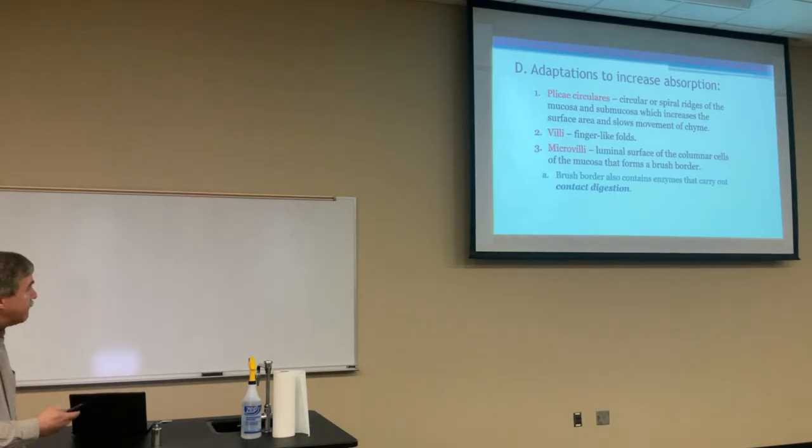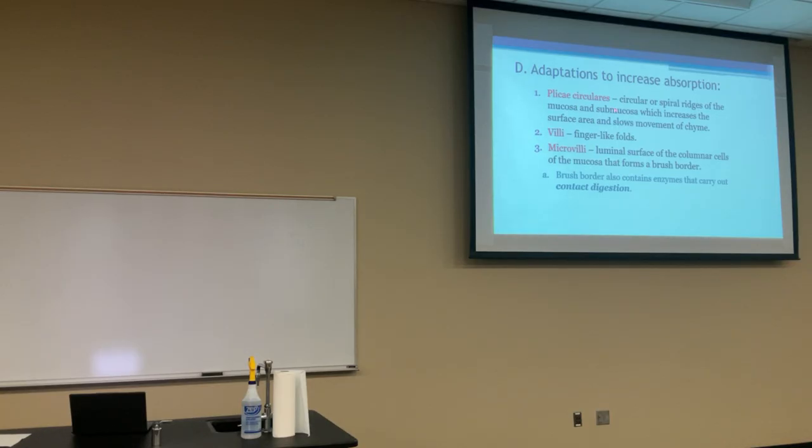One of the adaptations found on the inside of the small intestine is circular ridges. And you can only see this from the lumen of the small intestine. There are circular spiral ridges of the mucosa and submucosa, and that helps to increase the surface area for absorption. It's kind of the same reason why our cerebrum has convolutions. By being convoluted, there's more room for neurons, increases the surface area of the cerebrum.